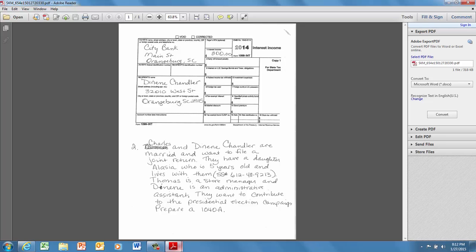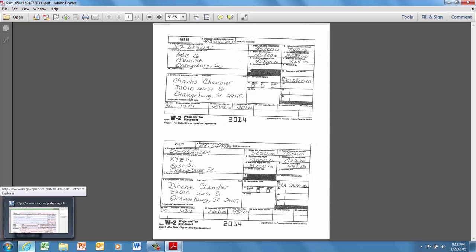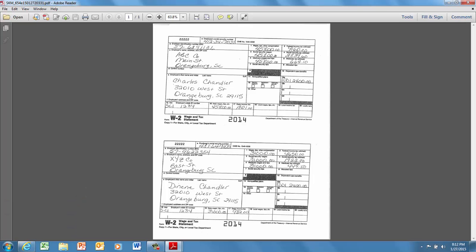Okay, now the other thing that we have on shared files is the copies of their W-2s, and so we see here Charles's W-2 and Deneen's W-2. Now we can get that information down from box 1, and if we add up Charles's gross wages to Deneen's gross wages, we have $45,800 and $31,000, and that gives us $76,800.